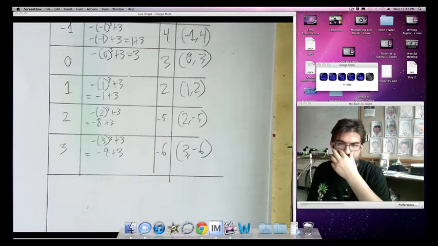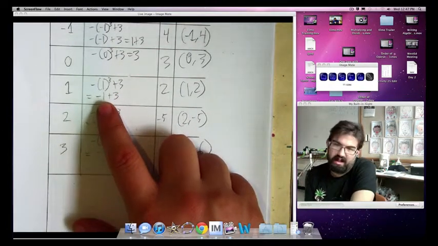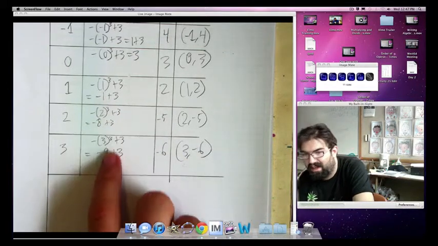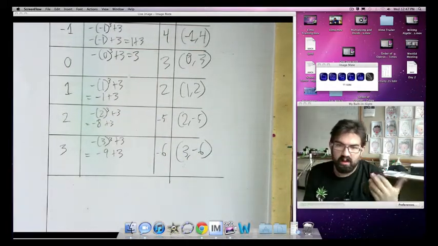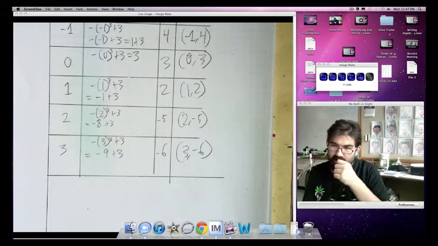I'll just show off the rest of these. The negative just hangs out, so it turns whatever comes out into its opposite. So that becomes -1, -8, -9. Those are the points we're going to get. Good times. Go ahead and say it.